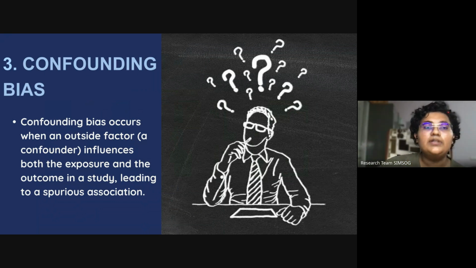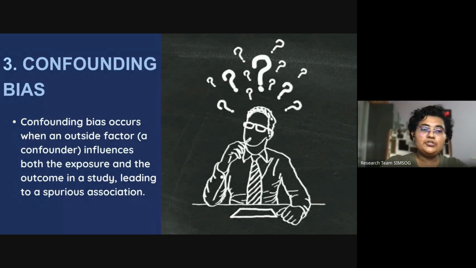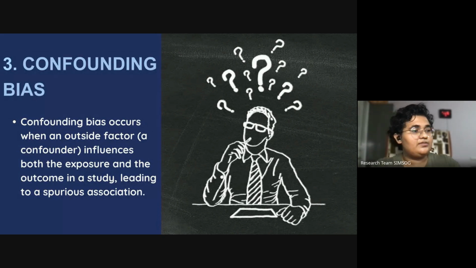Now, let us talk about the third type of bias, that is confounding bias. Confounding bias occurs when an outside factor, that is also known as the confounder, influences both the exposure and the outcome in a study. And that will lead to a spurious association or a skewed result.